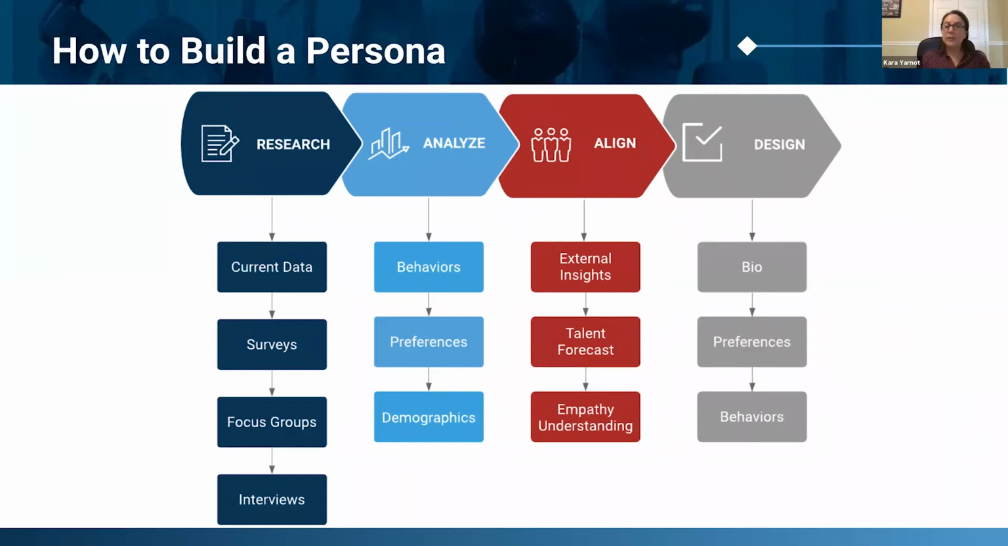So the internal piece is important. It also helps you understand where you are starting from, but you really need to dig into that external data. And the simplest and most cost-effective way with externals is usually surveys, being able to develop and conduct those surveys of individuals who have the skills and abilities that you are after.